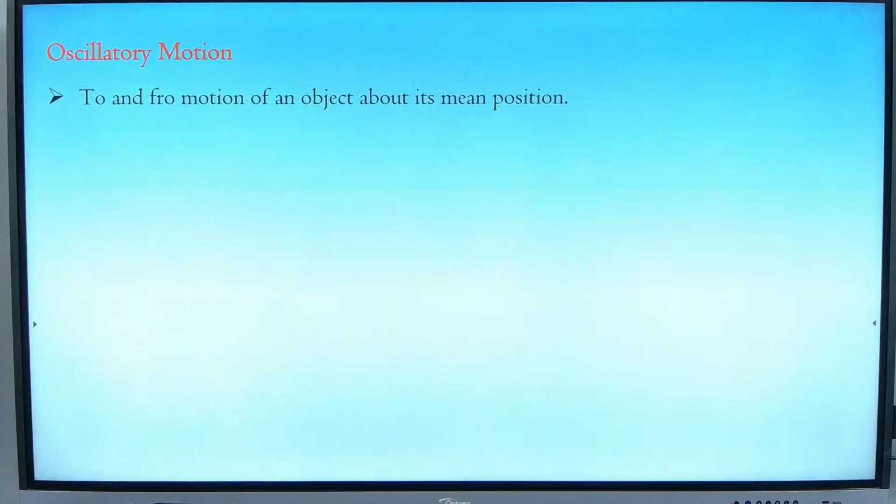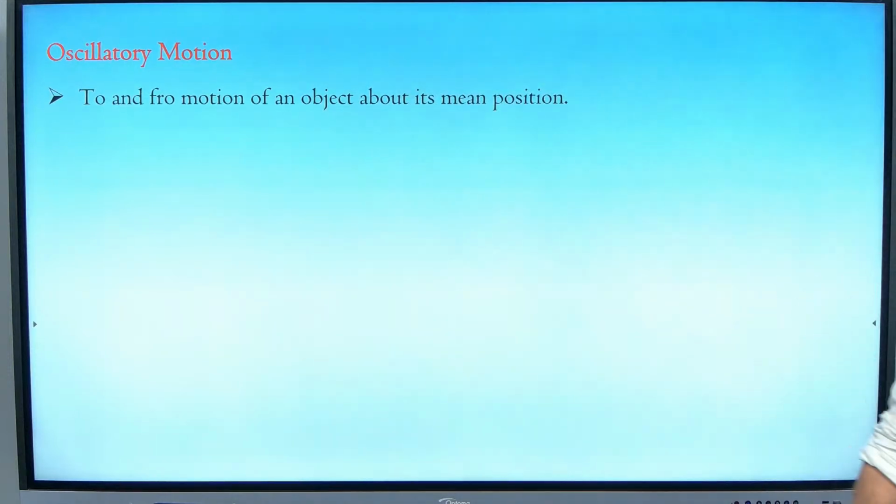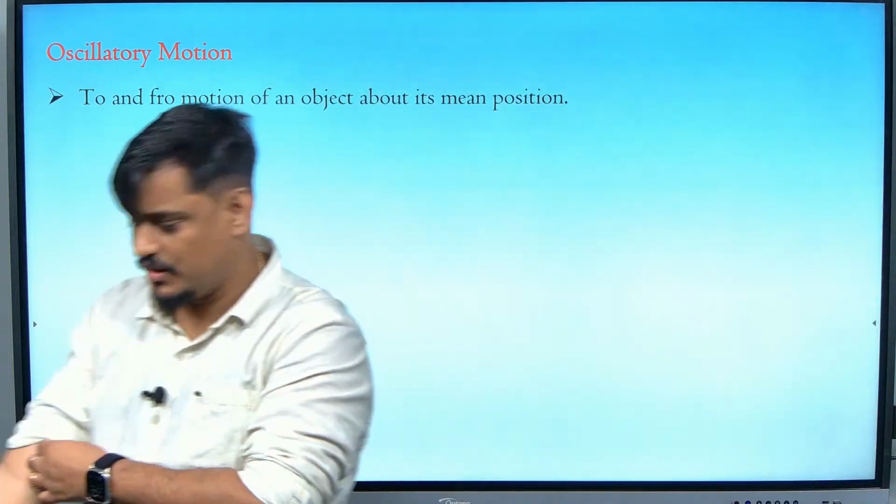Vibrational motion will definitely be oscillatory, and definitely periodic, isn't it? All the oscillatory motion will definitely be periodic, but all the periodic motion will not be oscillatory or vibrational. I hope it is clear to you. So the definition of oscillatory motion is the to and fro motion of the object about its mean position. And there itself you can write below, quick oscillations are known as vibrations.